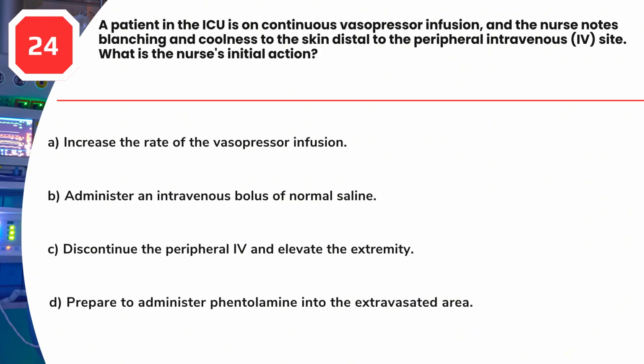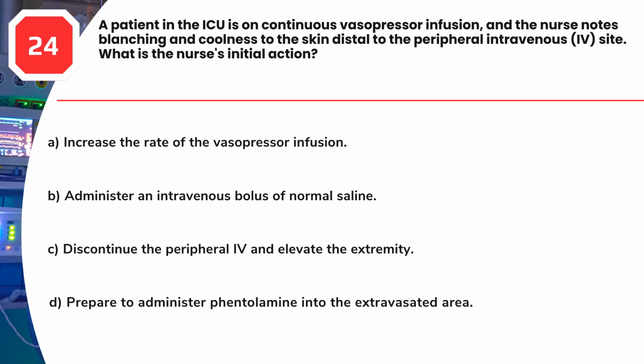Question 24. A patient in the ICU is on continuous vasopressor infusion, and the nurse notes blanching and coolness to the skin distal to the peripheral intravenous site. What is the nurse's initial action?